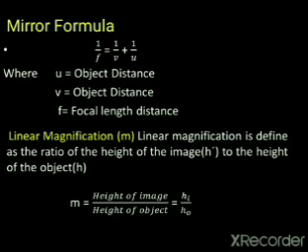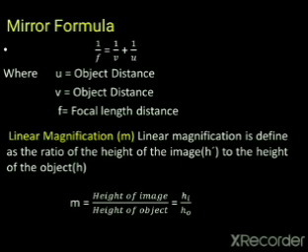The derivation of this is not in your syllabus. It is there in 11th standard and 12th standard. As per the reduction of syllabus, the derivation of the mirror formula is excluded. So you don't have to worry about how this equation came. You simply have to remember the mirror formula is given by 1/f = 1/v + 1/u, where f is the focal length, v is the image distance, not object distance, and u is the object distance.